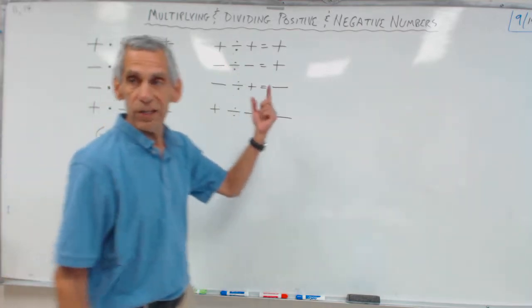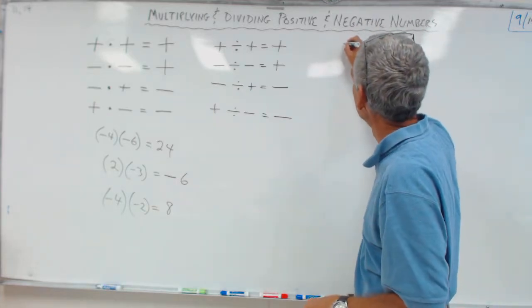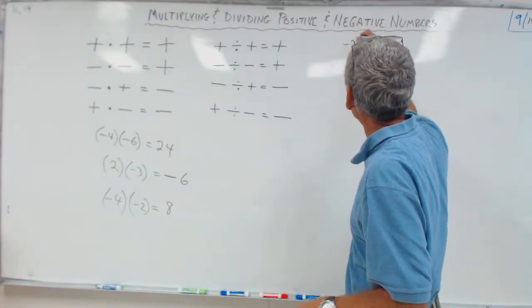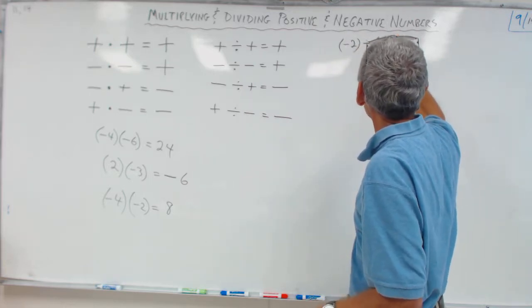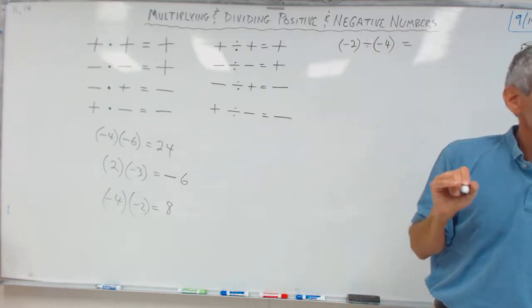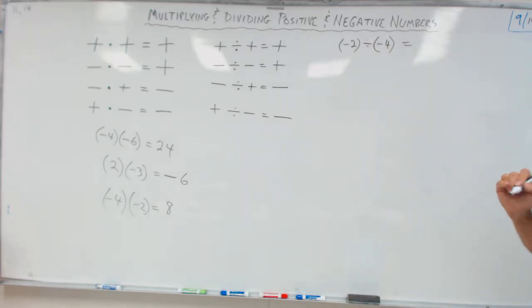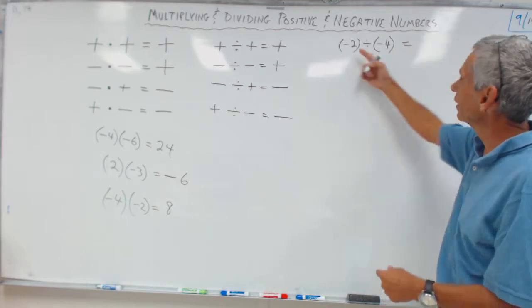Okay. Now with division, sometimes you'll see it like this. You'll see -2 divided by -4, right? What would that be? Well, I probably shouldn't have done that, that's going to be a fraction, right? But that's okay. Would it be 0.5? Yes, it would be 1/2.